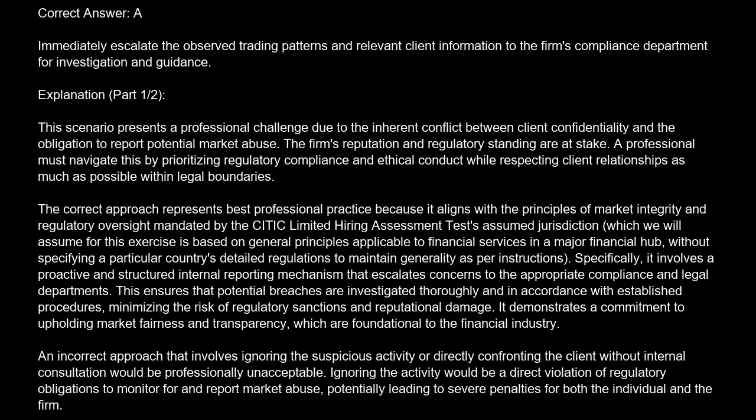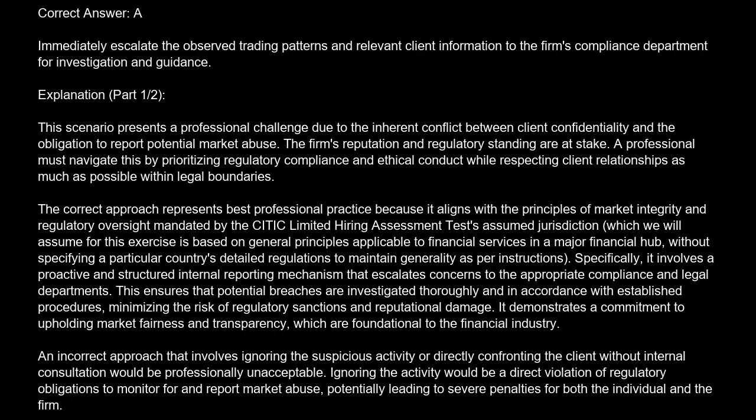potential market abuse. The firm's reputation and regulatory standing are at stake. A professional must navigate this by prioritizing regulatory compliance and ethical conduct, while respecting client relationships as much as possible within legal boundaries. The correct approach represents best professional practice because it aligns with the principles of market integrity and regulatory oversight mandated by the CITIC Limited Hiring Assessment Test's assumed jurisdiction, which we will assume for this exercise, is based on general principles applicable to financial services in a major financial hub, without specifying a particular country's detailed regulations to maintain generality as per instructions.